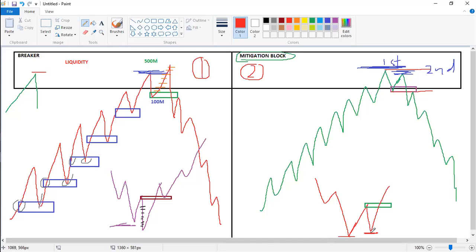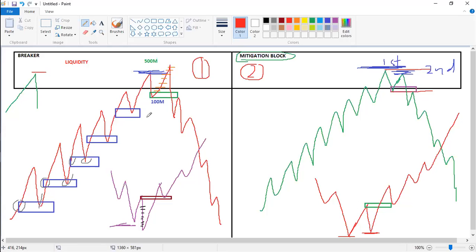So these are the second sell orders for the institutions. And then once the price buys and breaks market structure, they are now in loss. They need to close at loss, at break even. Price comes back to close. Then we also buy with them. That's where we also buy. And then price goes up. So that's what we call a mitigation block.